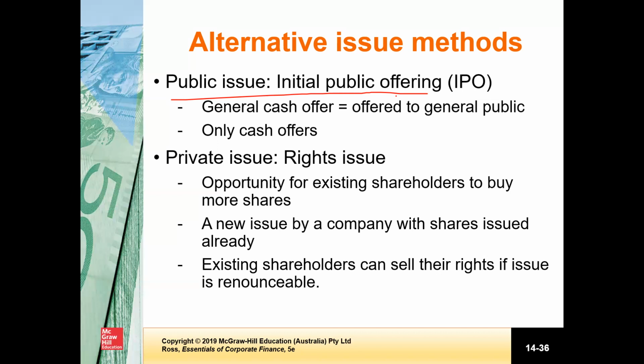in the first place. And the second type of issue is called a rights issue or a private placement, also called seasoned equity offerings in the United States. In a rights issue, the firm offers existing shareholders the opportunity to buy additional shares in the company. The rights issue is a new share issue for a company that already has securities traded in the market. A rights offering of ordinary shares is made to the existing shareholders of the firm on a proportional basis to their existing shareholding. If the rights issue is renounceable, then the existing shareholders have the option to sell their entitlement.